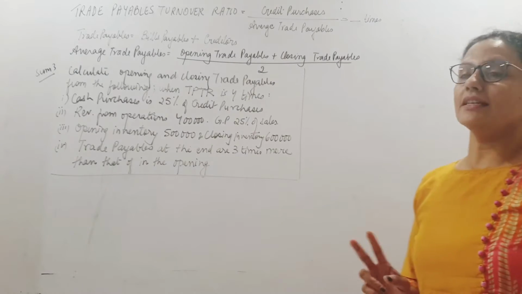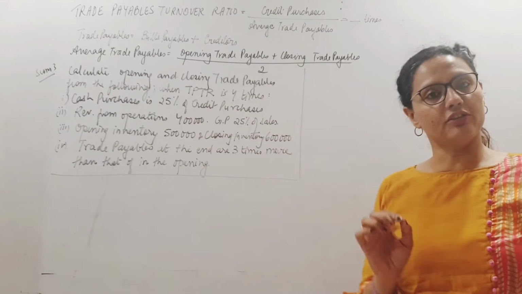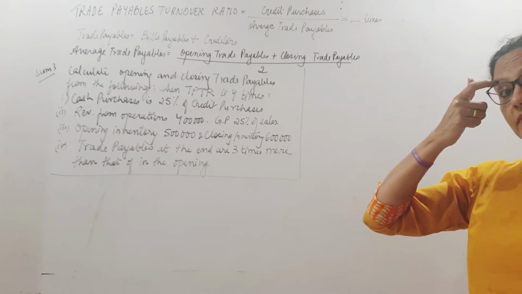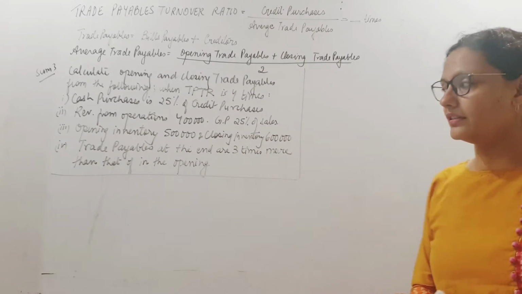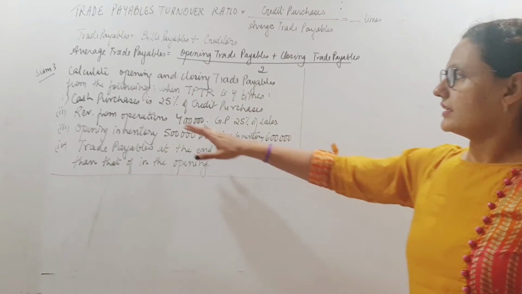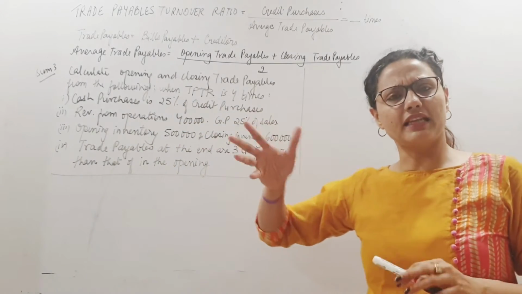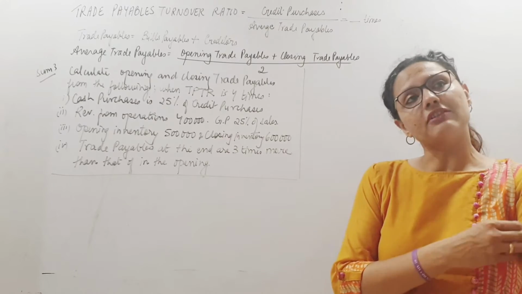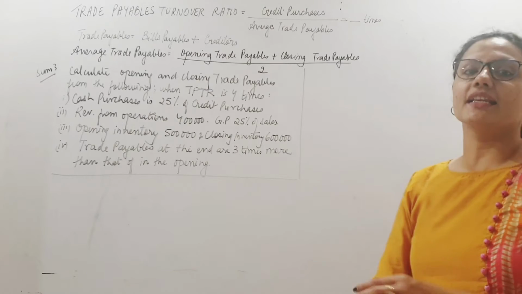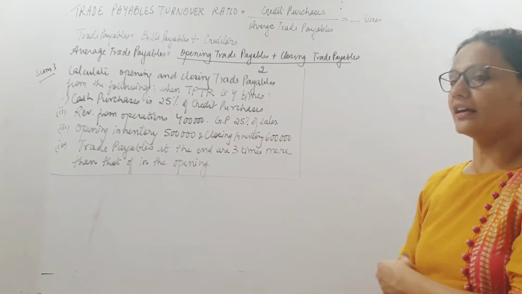Calculate opening and closing trade payables. And your trade payables turnover ratio is given to you. Ratio is given. And you have to find opening and closing trade payables from them. That means by back calculation, as we have done in the earlier sum with trade receivables. Now here what all are given? Cash purchase is 25% of credit purchase. Now most of the sums will be like this, or you can be given cash purchase is 25% of total purchase. So you have to take care while reading the sum, 25% hai kiska, total ka, credit ka kya hai.